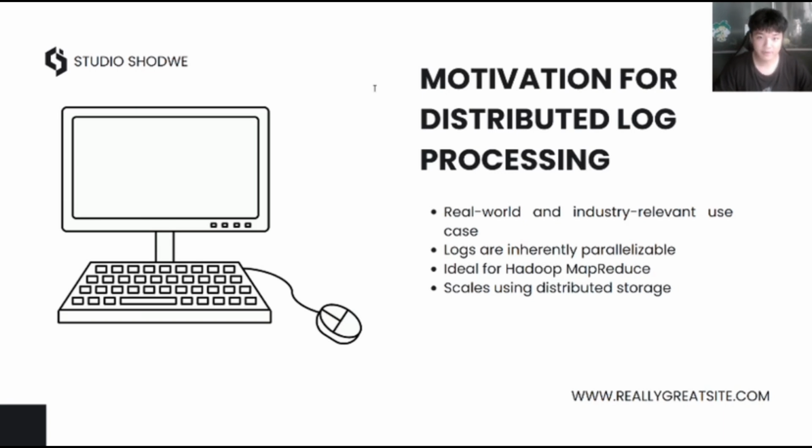We chose log processing because it's a real-world problem faced by most organizations today. Log data is naturally parallelizable, as each log entry can be processed independently. This makes it suitable for distributed platforms like Hadoop MapReduce, where data is split across multiple nodes and processed in parallel. By combining distributed storage and parallel processing, the system can scale efficiently as log size increases.